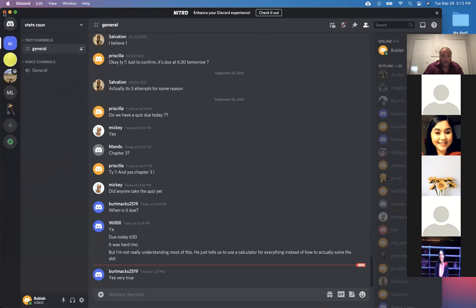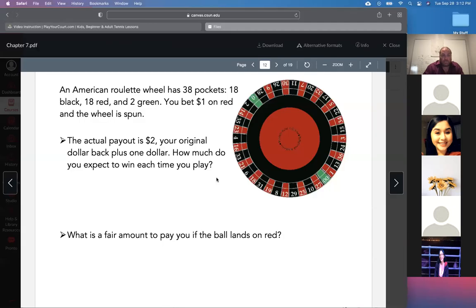Okay. So an American roulette wheel has 38 pockets, 18 black, 18 red, and 2 green, correct? Everyone with me? You bet $1 on red and the wheel is spun. Now, there's 18 black, 18 red, and there's 2 green. So what's the likelihood of getting black? What's the likelihood of getting red? And what's the likelihood of getting green?